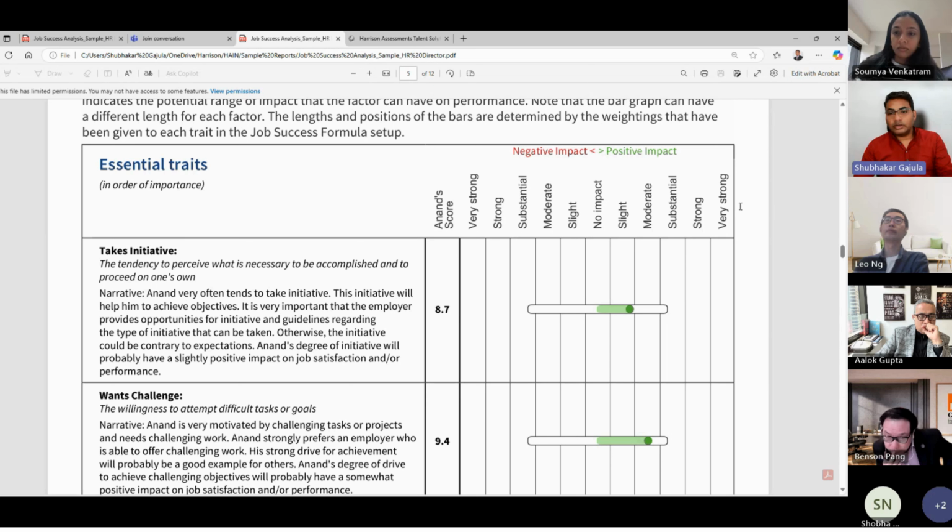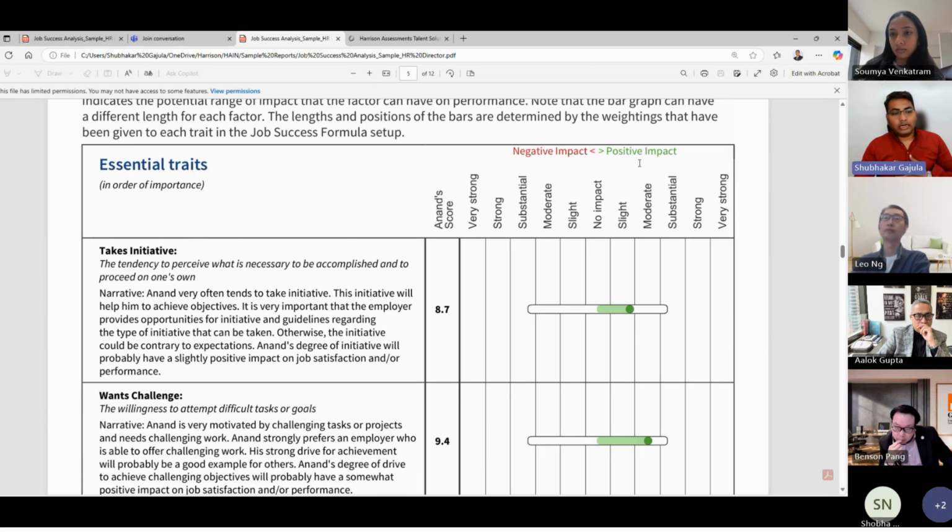This representation we call an impact matrix, wherein Harrison believes that each trait can either have a positive impact or a negative impact on the job when needed by the individual. So, for example, the trait of takes initiative can have no impact, a positive impact, or a negative impact on the job based on my preference. Here, my score is 8.7. So, my score of 8.7 is having a slight positive impact on the job.